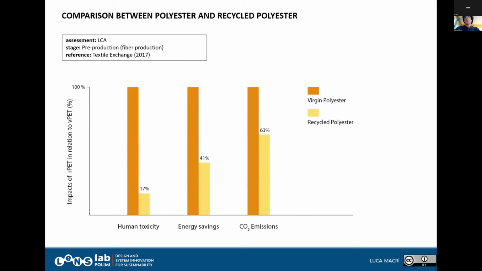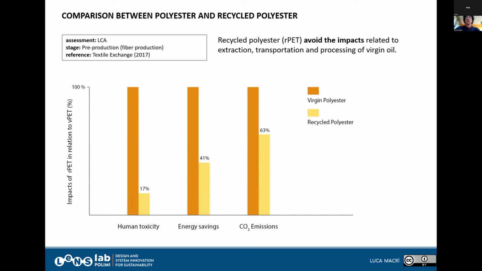But we can now switch toward man-made fibers. So let's compare virgin polyester and recycled polyester. So we saw cotton, the natural fibers, before. Let's see how it goes with virgin and recycled polyester. Again, in this case, you see how much the impact is changing.